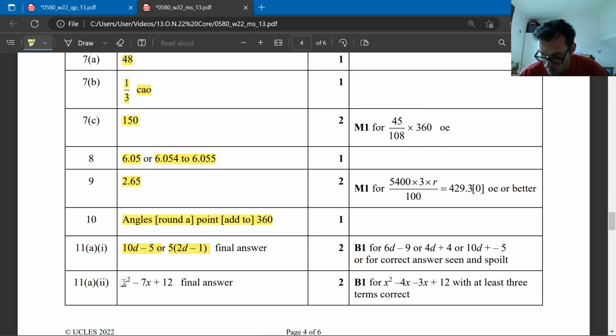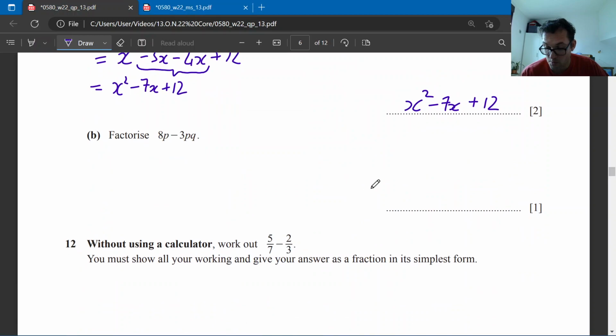As it says, final answer. To get full marks, that middle step counts for marks, so show as much working out as possible.